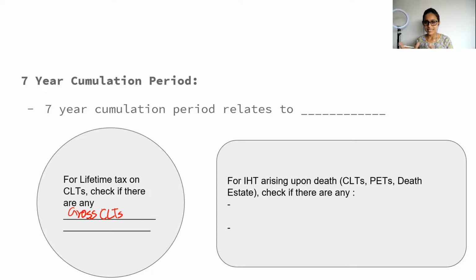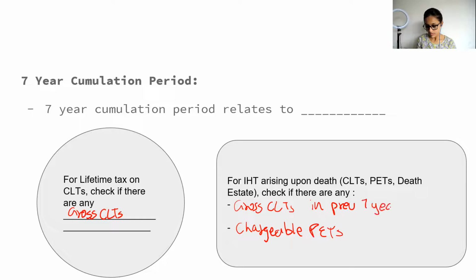And what about death IHT? In the case of death IHT, you have to check two things: any gross CLTs or chargeable PETs in the previous 7 years. So gross CLTs in the previous 7 years, chargeable PETs in the previous 7 years.